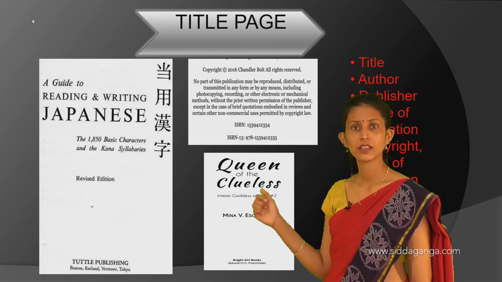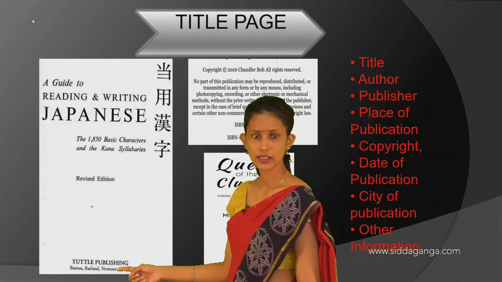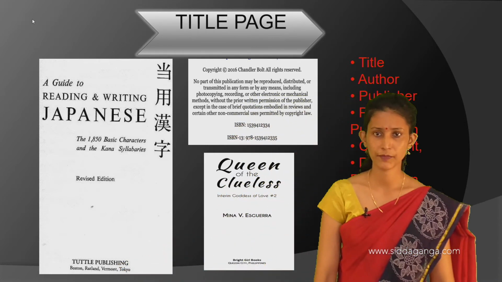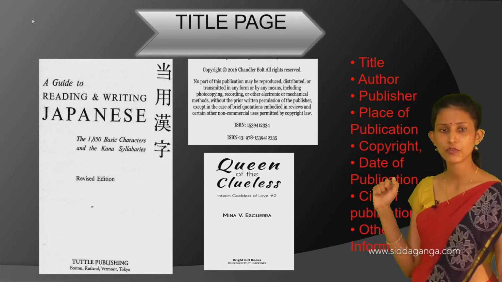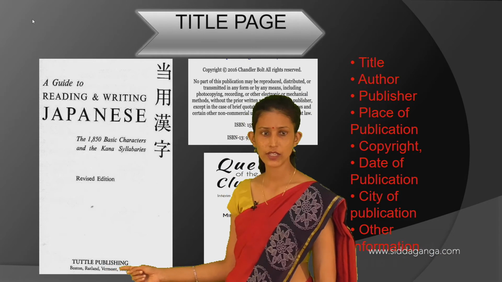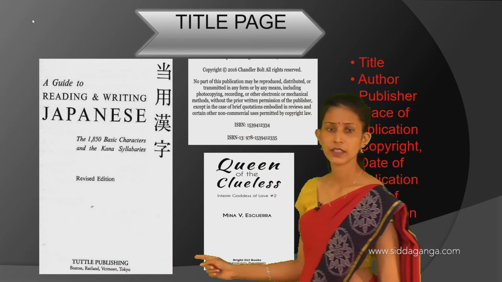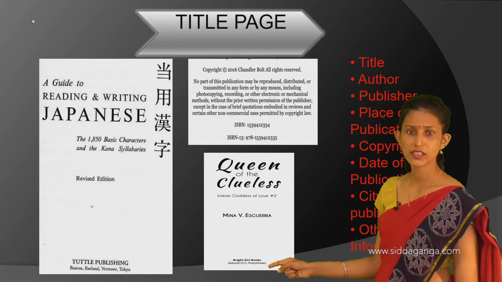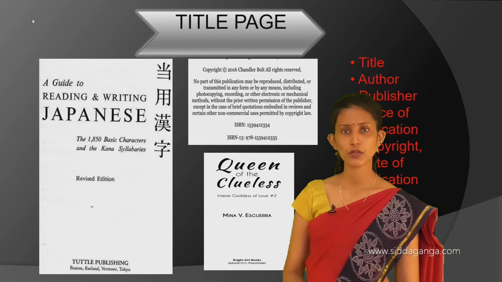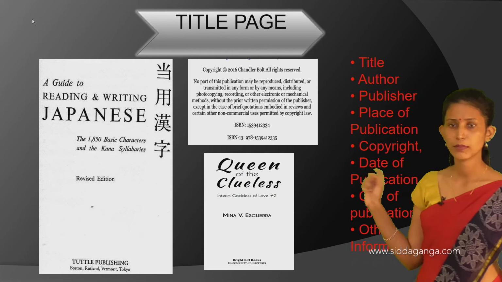So author, then publisher. Publisher you can see here. This is the publishing house, the publisher, Tuttle Publishing. Then what do you see next? Place of publication. You can see the place of publication here again. Boston, Rutland, Vermont and Tokyo. Here you can see Quezon City, Philippines. Bright Girl Books. That was the place of publication.